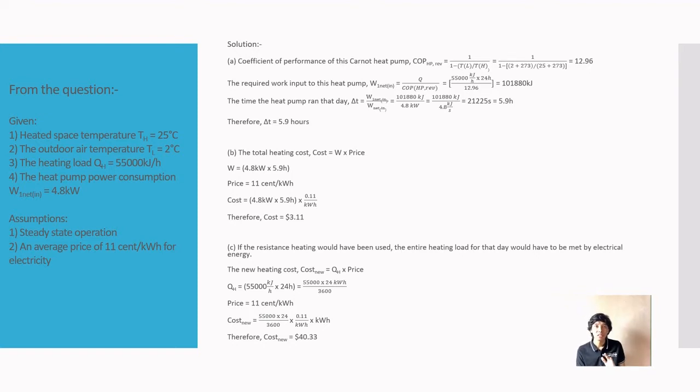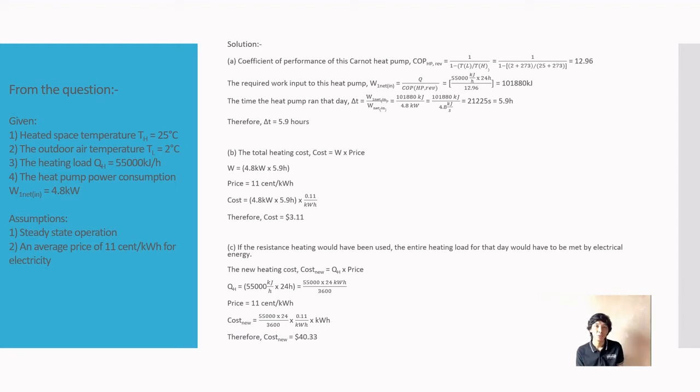For the solution A, the coefficient of performance of this Carnot heat pump, we will get 12.96, and the required work input to this heat pump is 101,880 kilojoules. So, the time the heat pump ran that day would be 21,225 seconds, which is equivalent to 5 hours. For B, using the total heating cost, which is work input times price, the cost that we will get is $3.11.